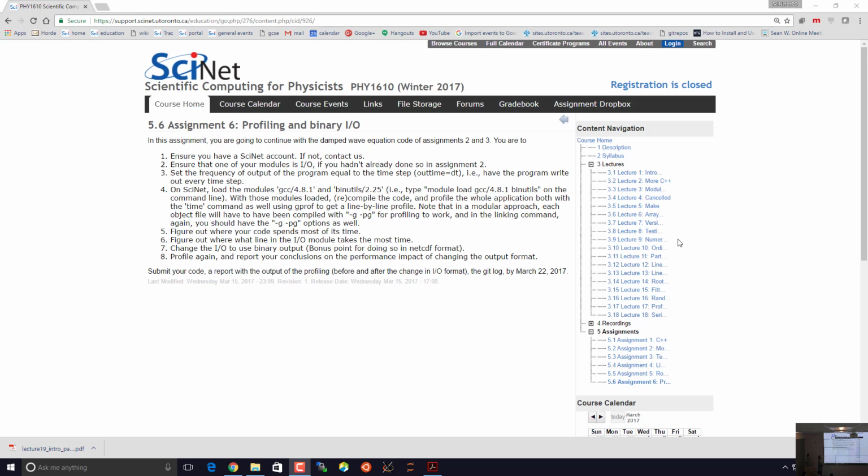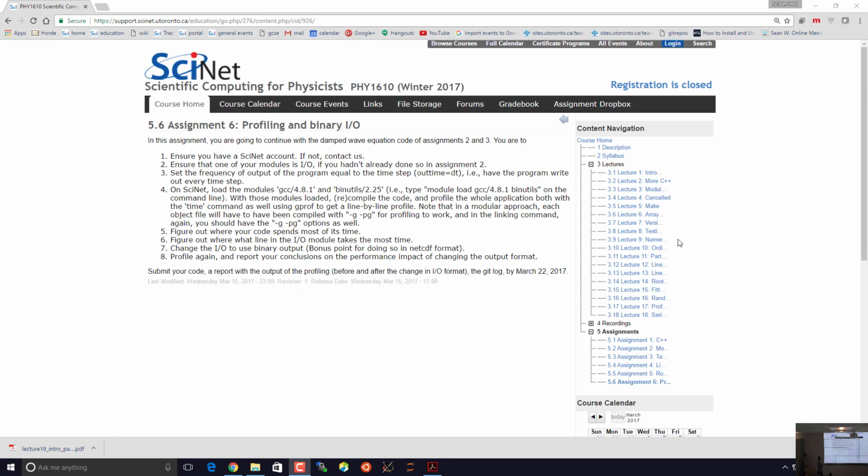Then we're going to take back the wave equation that we did in assignments 2 and 3 in its modularized form. So the first thing we want you to do is make sure that if you didn't modularize it to the point where your I/O was in a separate module, you should do that. And then you should make sure that there's plenty of I/O. We're going to focus on the I/O a little bit in this assignment.